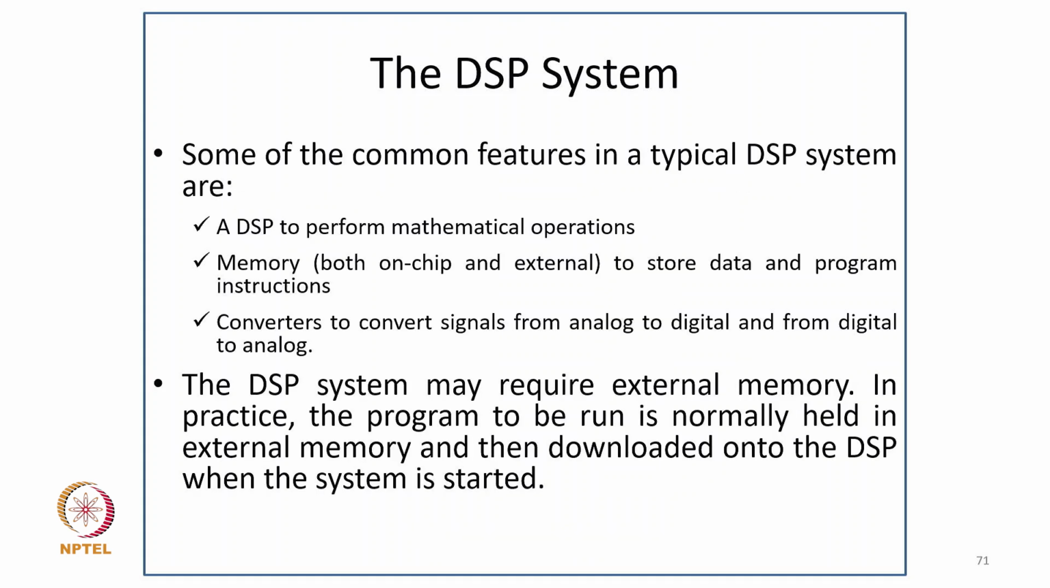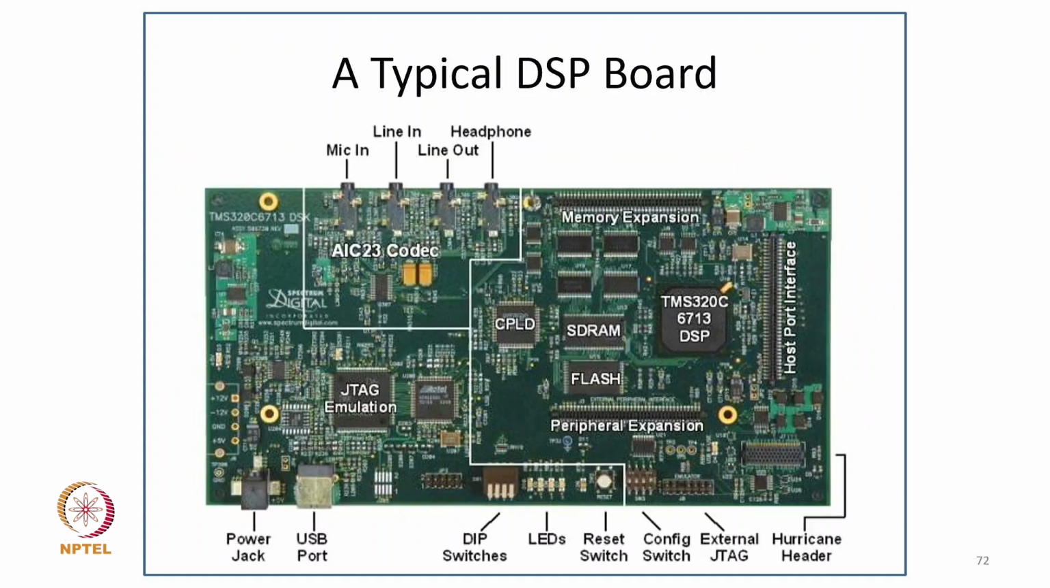Some of the common features of typical DSP systems are: a DSP to perform mathematical operations, typically a memory both on chip and external to store data and program instructions, and the third is the conversion of signals from analog to digital and digital to analog. So a DSP system may require external memory. In practice, the program to be run is normally held in the external memory and then downloaded onto the DSP when the system is started.